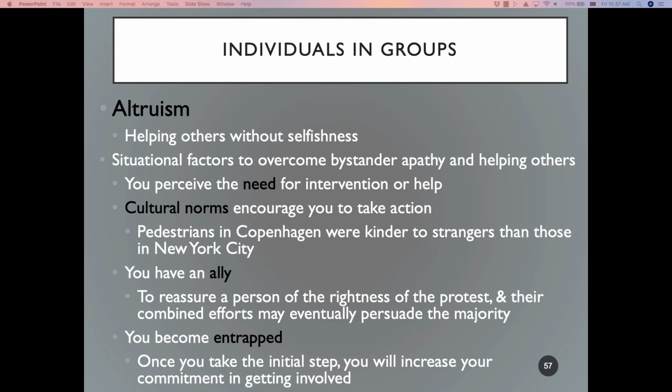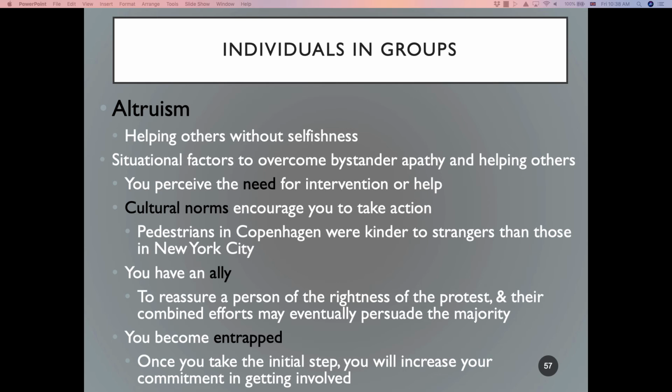If you have an ally, if you are with another person, you might say to them, oh, should we go and help that individual? So you're not on your own. And also, if you're taking that first initial step, that entrapment again, you're more likely to go on to help because you've already put in some commitment. And the more commitment you put in, the more likely you are to help people.